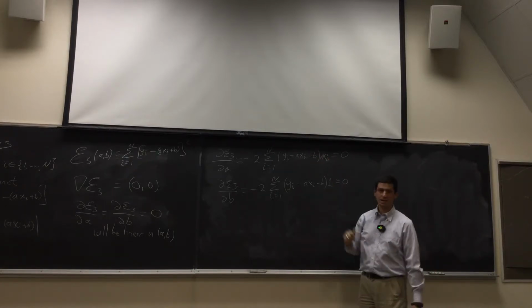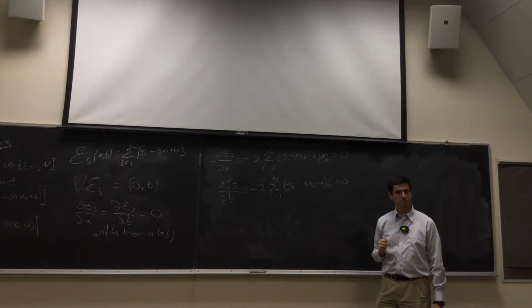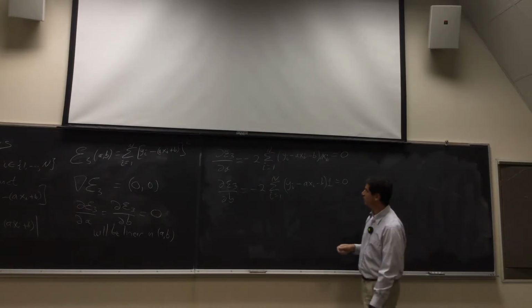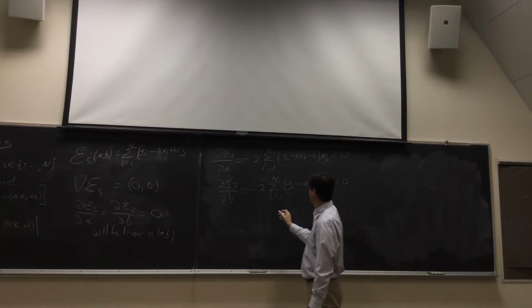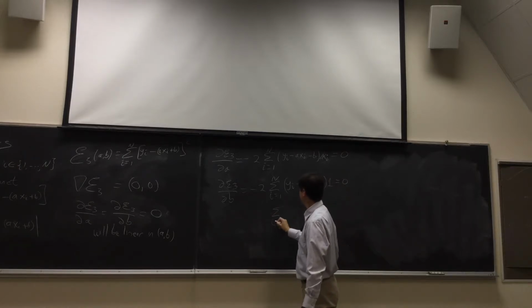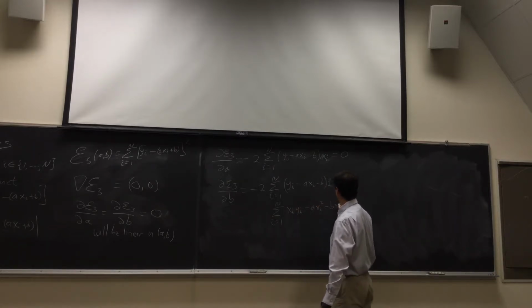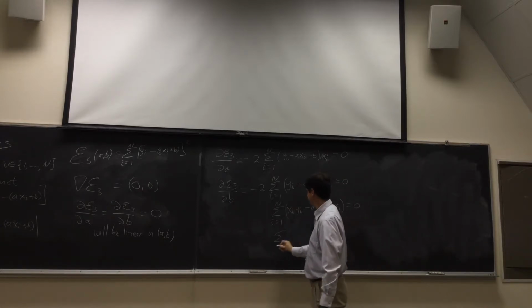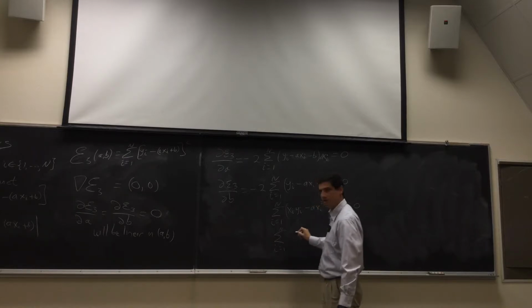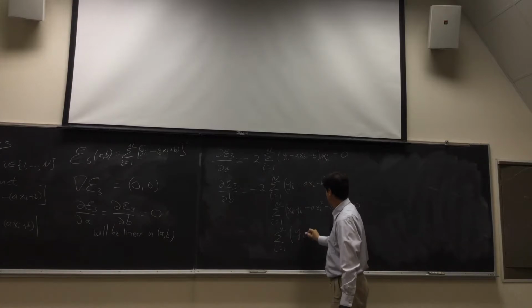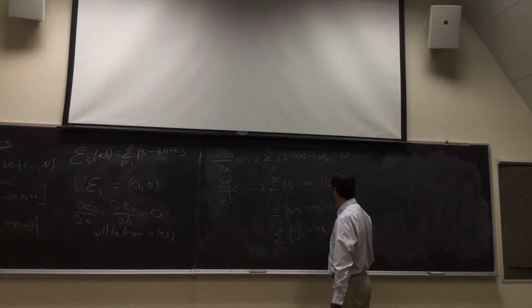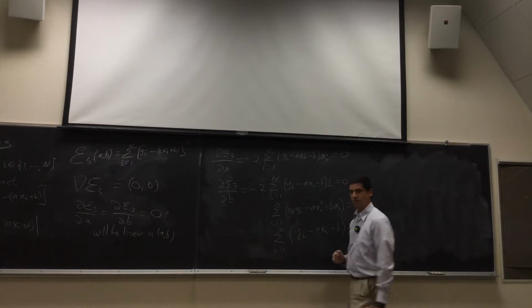Next step, let's multiply in the xi's. Okay? And then what we'll get is the sum i goes from 1 to n of xi yi minus a xi squared minus b xi equals 0. And we'll get the sum i goes from 1 to n, yi minus a xi minus b equals 0.